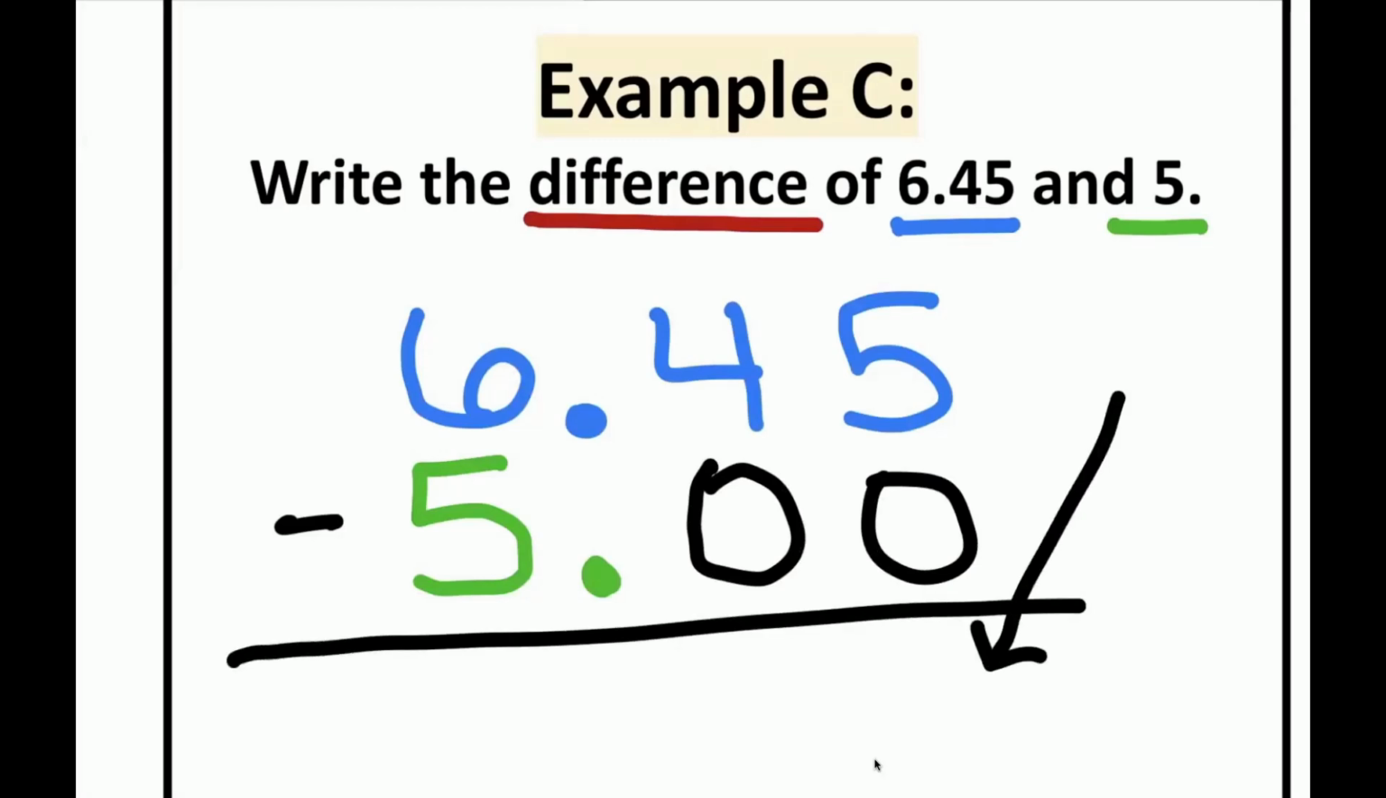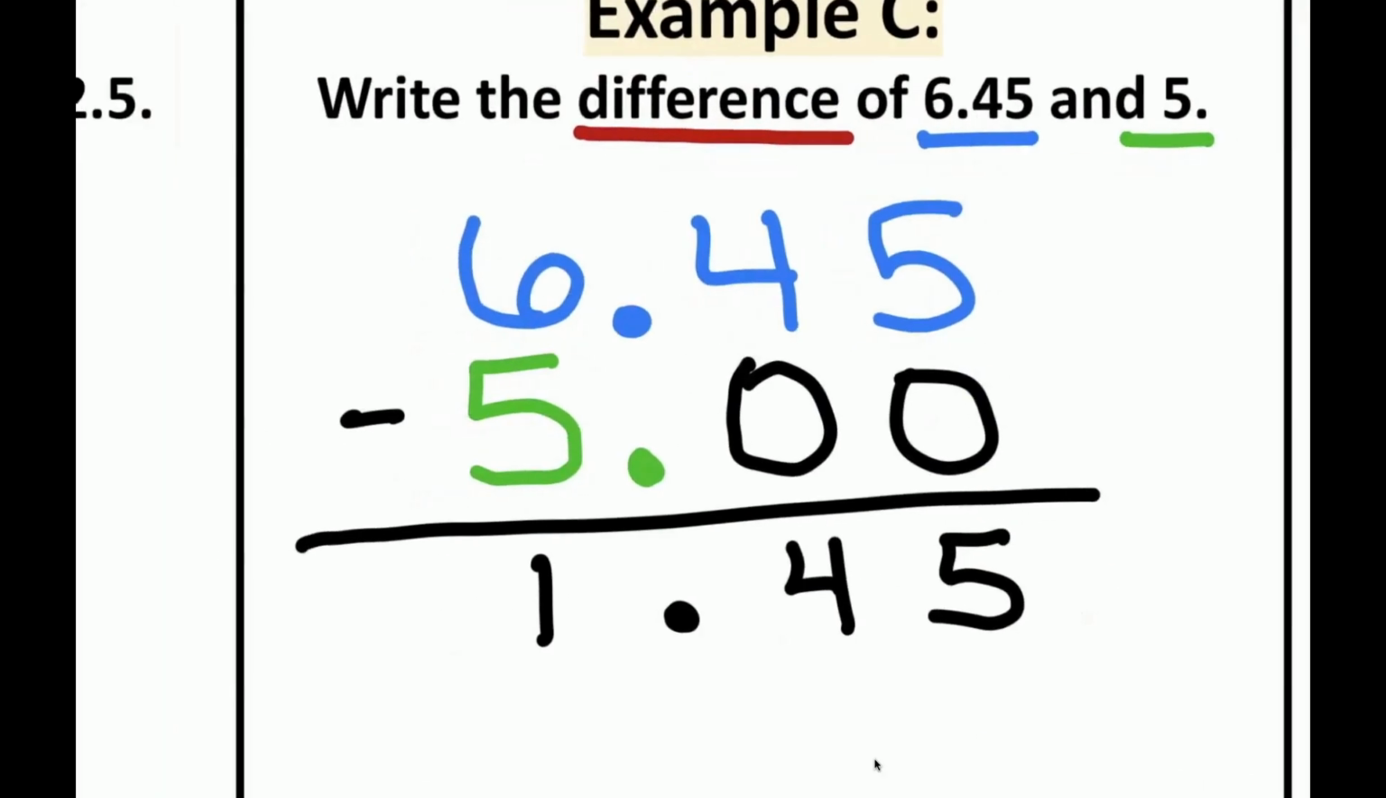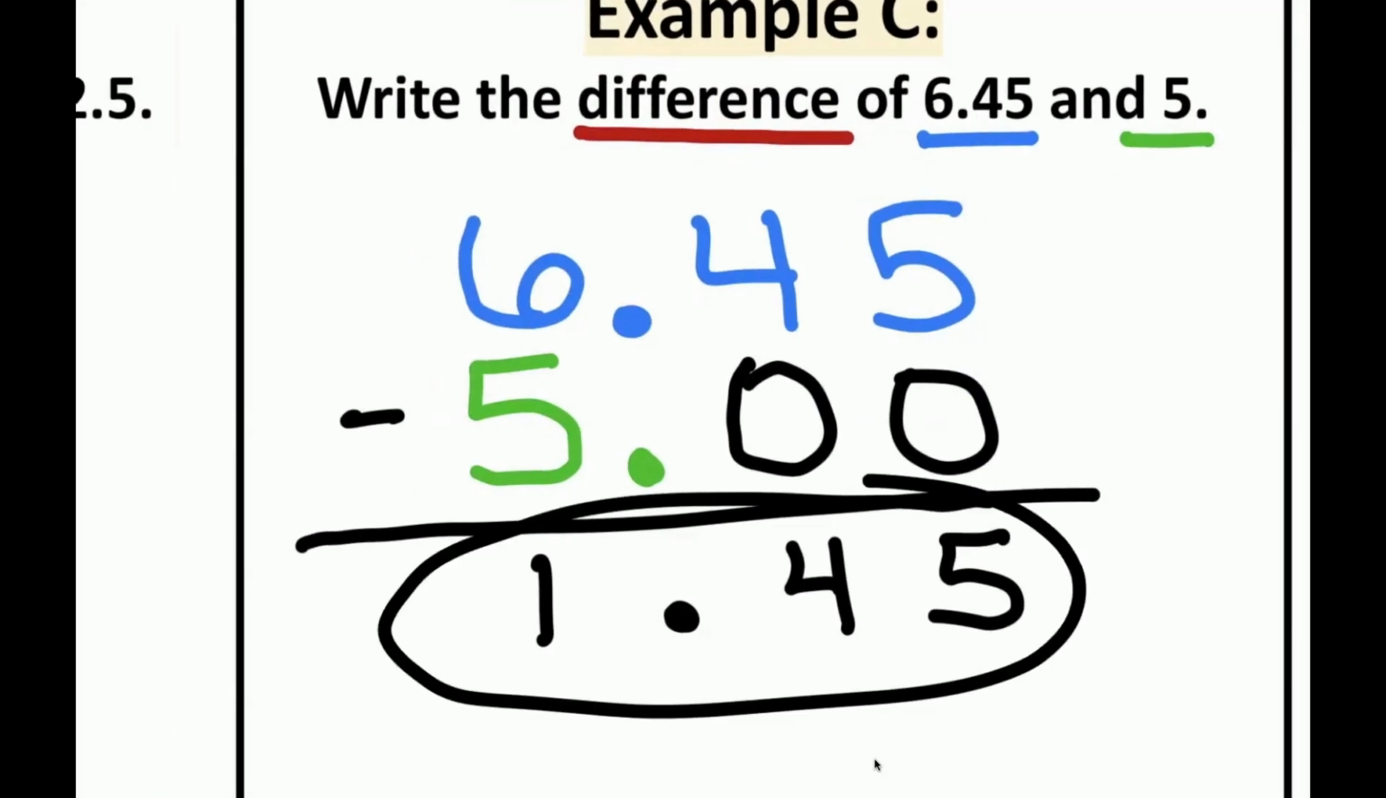Then we're going to start on the right-hand side. 5 minus 0 is 5. 4 minus 0 is 4. Bring down our decimal, and 6 minus 5 is 1. So 1 and 45 hundredths is our answer.